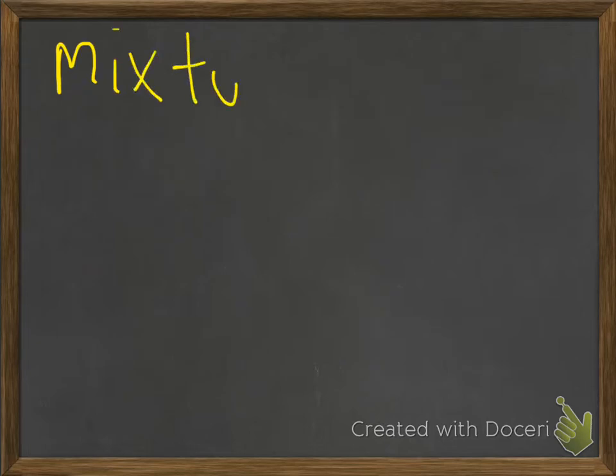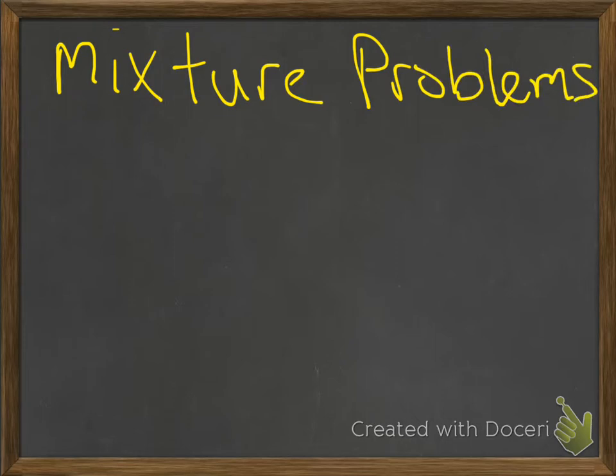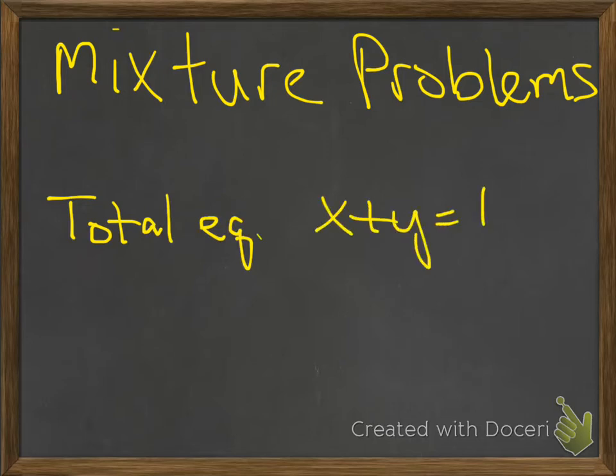Okay, next would be mixture problems. Mixture problems deal with obviously mixing something. Now there's 2 types of equations on mixture problems. The first one is the total equation. That makes it super easy because all you got to do is say x plus y equals the total. That's it. Every single time it's x plus y equals the total. There's never a number in front of the x's and y's. Then you get a mixed problem.